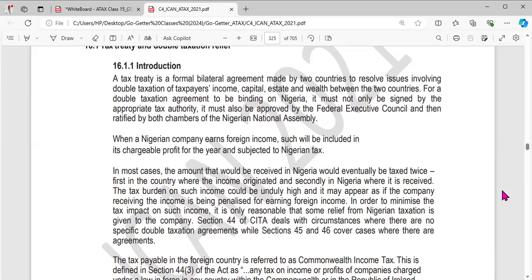When there are no specific double taxation agreements, section 44 deals with that. But when there are specific agreements, then we'll see that specific agreement in sections 45 and 46.